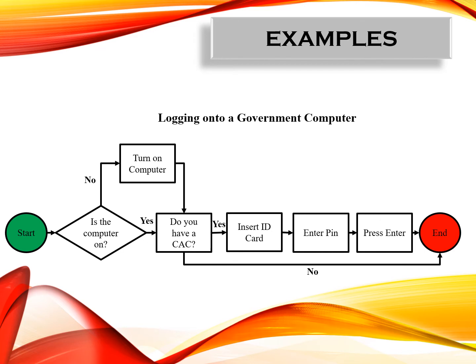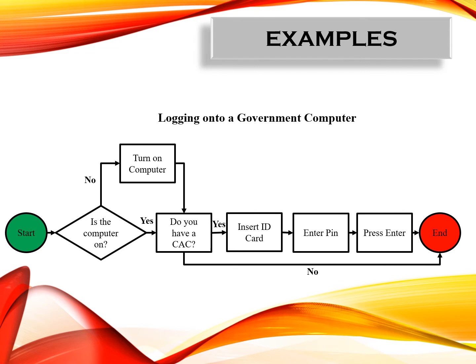For example, in this flowchart, the task is logging on to a government computer. The first step is to check if the computer is on. If it is not on, then you turn the computer on. If it is on, then you determine if the user has a common access card.